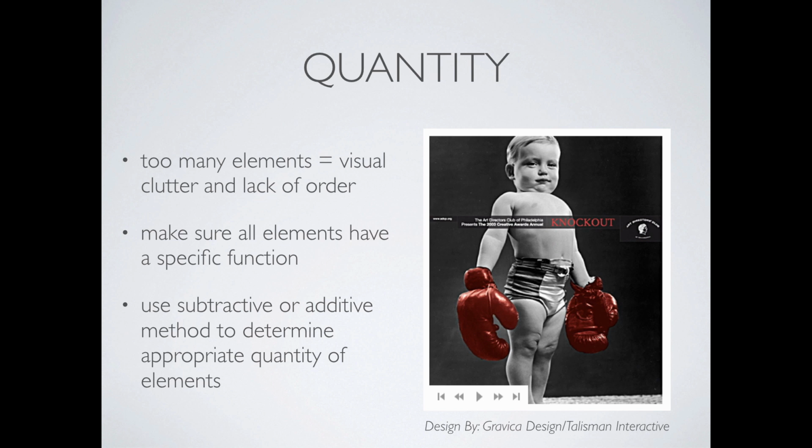That's a little better. Let me take this away. Well, now it's too simple. I need that element back. Let me put it back in. The additive method, I start with a blank canvas, and I put one thing on the page. Is that enough? Nope, not quite. Let me put the second thing on the page. Not quite. Put the third thing on the page. Yep, that's right. So additive is blank page adding things to it.